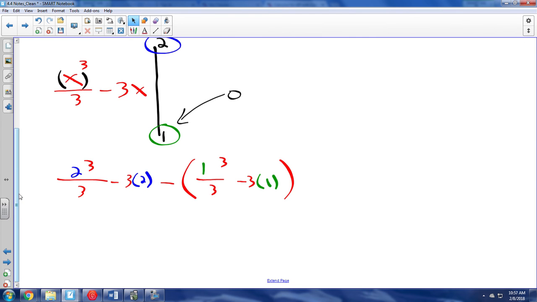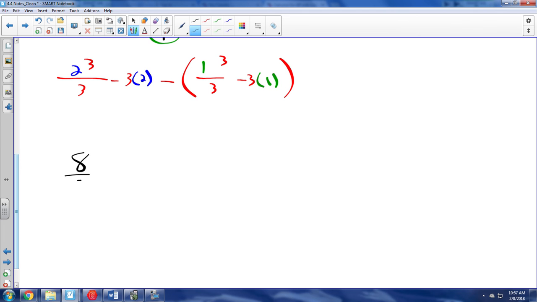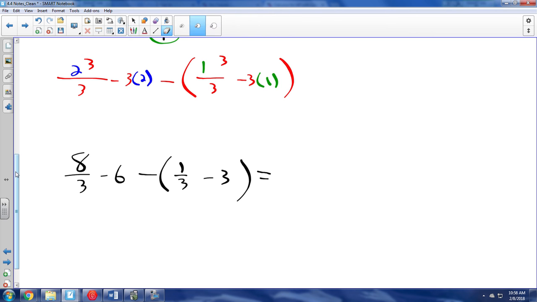So now we're just going to do arithmetic, so you got to be pretty good with that. 2 to the third is 8, so it's 8 over 3 minus 6 minus whatever this comes out to. So that's 1 over 3 minus 3. So it looks like our answer is going to be 8 over 3 minus the 1 over 3, if you think about it. So I'm going to do that right now.